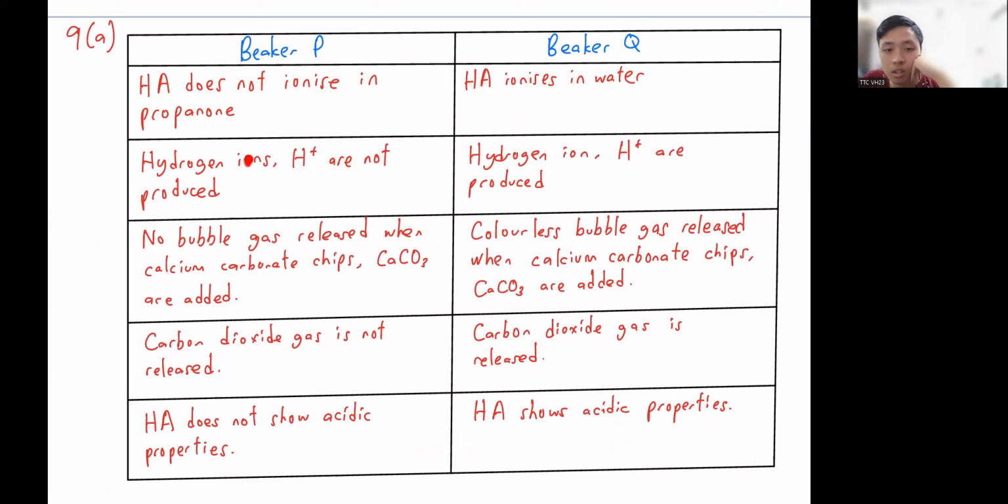Beaker Q ionizes in water. When they say ionize, it means what? Hydrogen ions are not produced in the first, and in the other, hydrogen ions are produced. When you throw a calcium carbonate chip, what happened? No bubbles of gas. This one got colorless gas bubbles released. What gas is it? This is carbon dioxide. So carbon dioxide here is not released, here is released. That's why the conclusion is HA does not show acidic properties, and HA shows acidic properties.